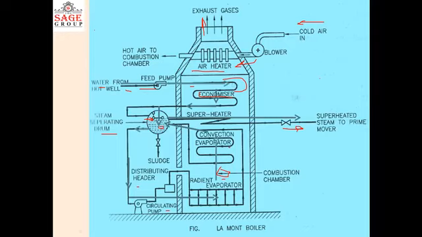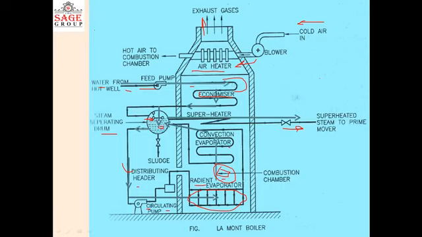Then here the water, with the help of this distributing header, will now go to the downside, and with the help of the circulating pump it is supplied to the radiant evaporator here. Water will enter here and get heat. From the combustion chamber section it will get heat in the form of radiation, so its name is radiant evaporator. Then the water will get heated.